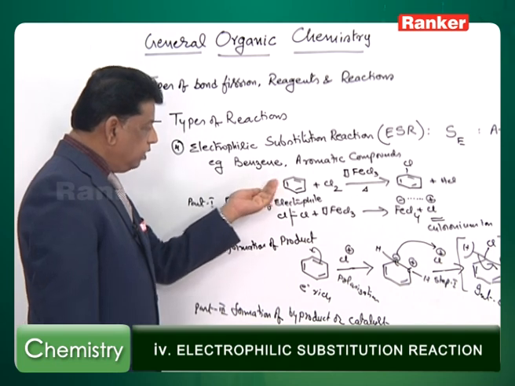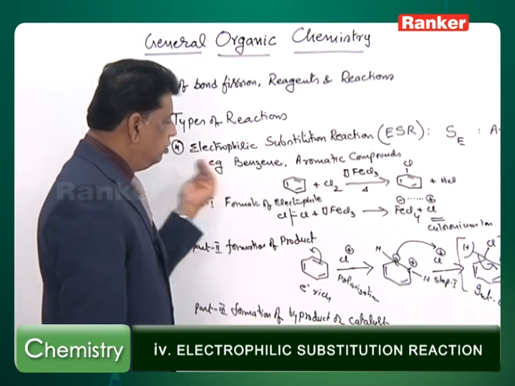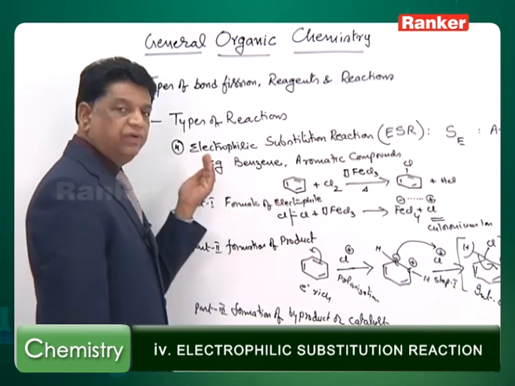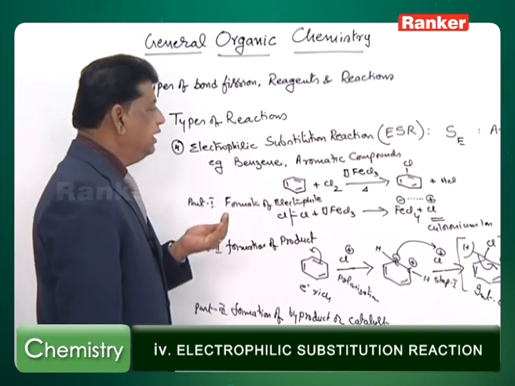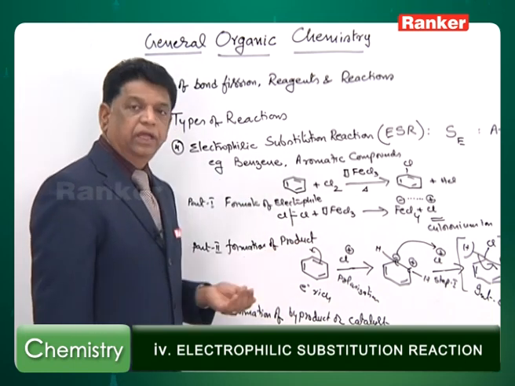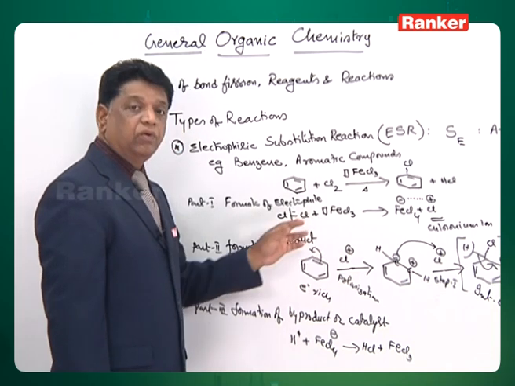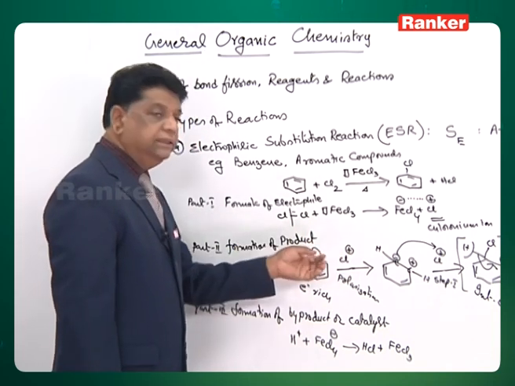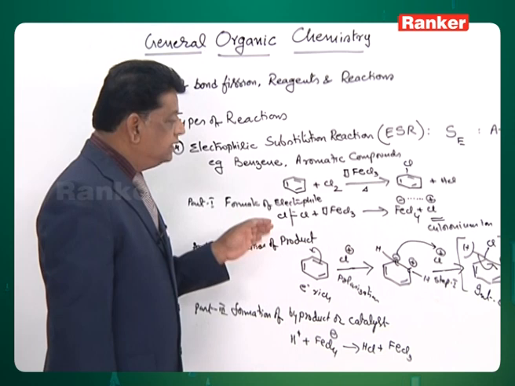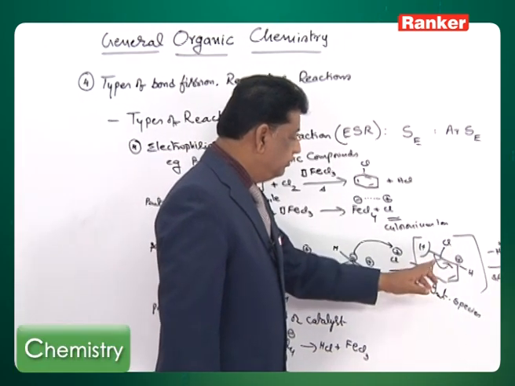Or electron withdrawing groups like nitro, aldehyde, cyanide, sulfonic and so on, they withdraw the electrons from the ring through resonance or the inductive effect. Such compounds have a decreased rate of reaction, because the attacking species is an electrophile. The more the electron density, the more readily it will attack.